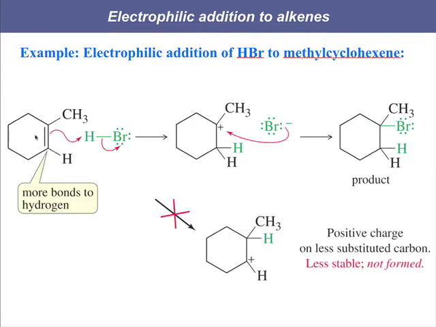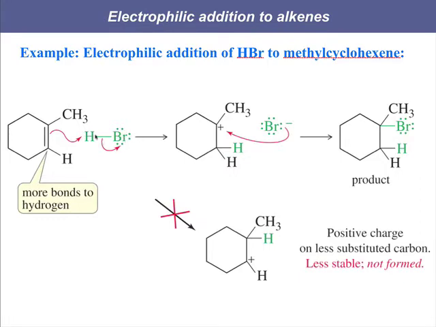Here's another example. If we have 1-methylcyclohexene, and we add HBr to it, the mechanism is going to proceed as follows. The pi bond is going to use its electrons to grab a hydrogen. Remember, our nucleophile, our electron-rich species, is the pi bond. Our electron-poor species is the hydrogen. So the pi bond will make a bond to the hydrogen. That will force bromide to let go. And now we've got a choice.